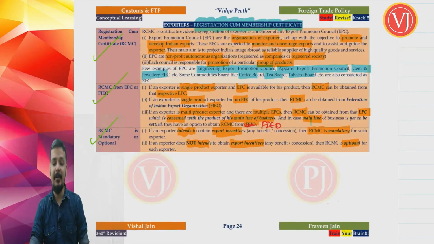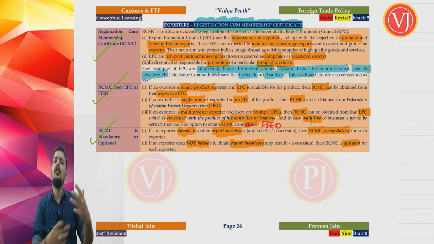Friends, questions have been asked by your ICAI, and with respect to your foreign trade policy, if you see the questions in your past exams, you are not sure from which area they will be asking. They have selected various areas in your foreign trade policy in your exam. So you have to be very clear with all these points, and things are really interesting.